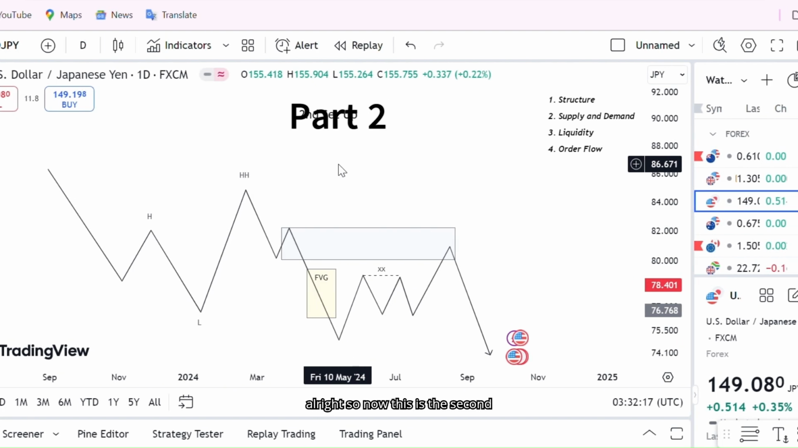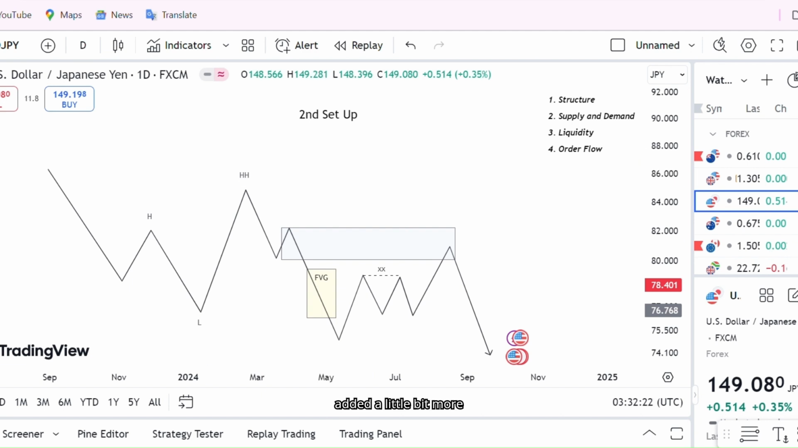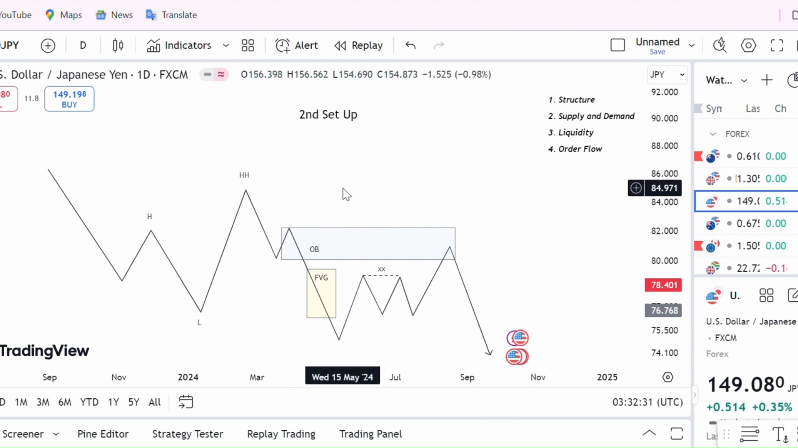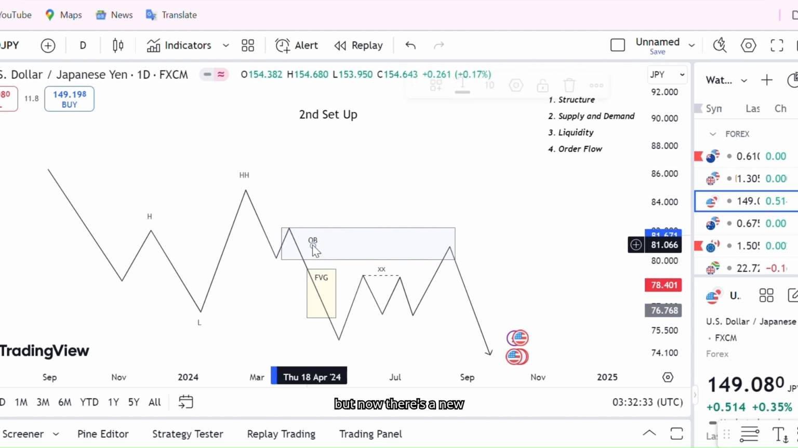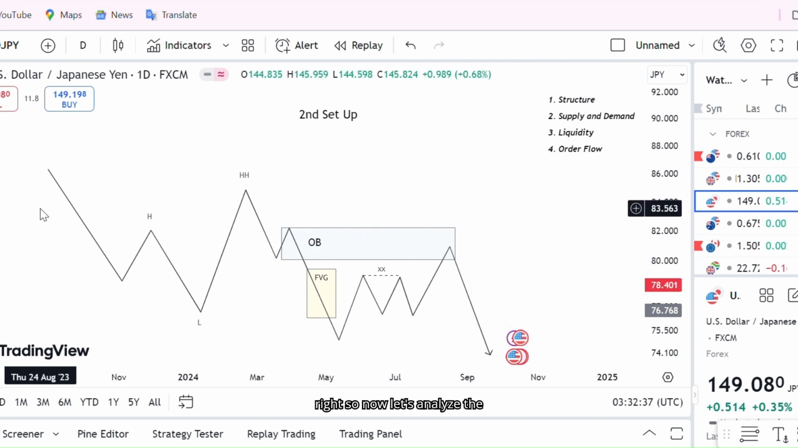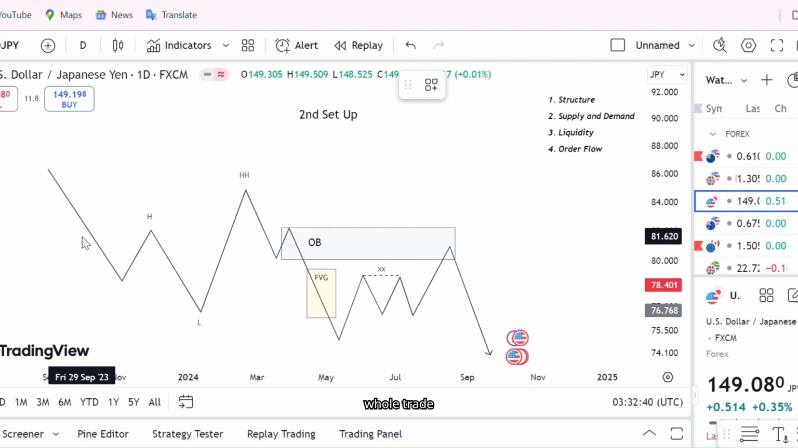Alright, so now this is the second setup, right? As we can see, we have added a little bit more to the setup. Remember last time we had an order block and a fair value gap, but now there's a new term that I'm going to introduce. So now let's analyze the whole trend.